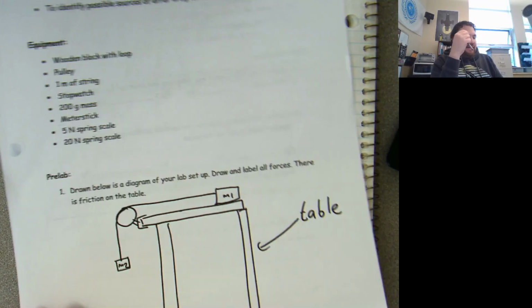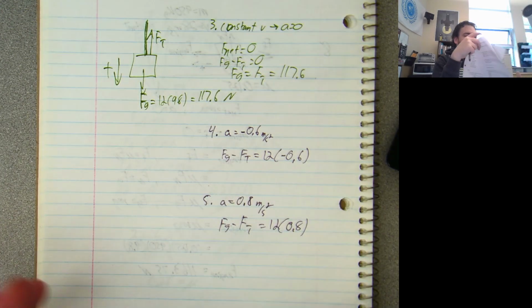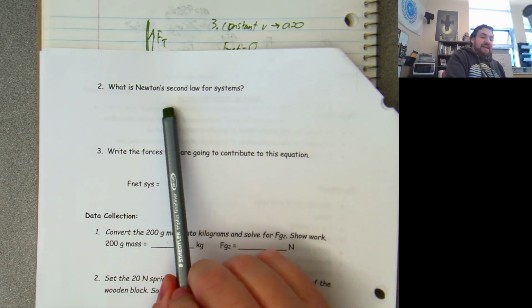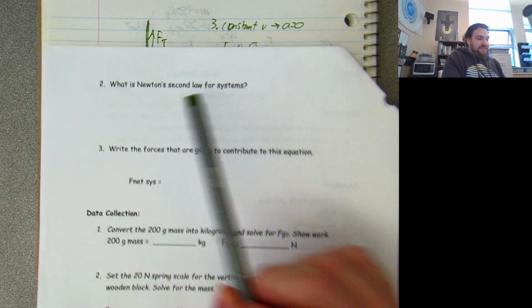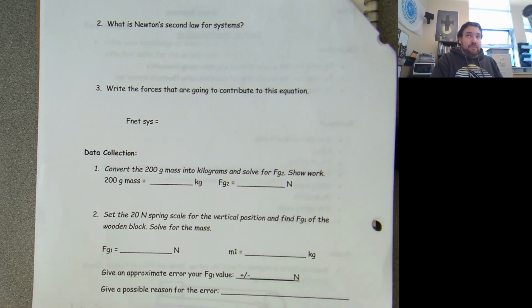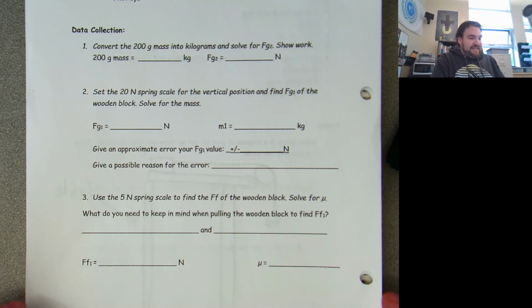You're going to draw a free body diagram for me, and then you're going to start doing stuff. There are 3 pre-lab questions. The first one's the free body diagram. The second is what is Newton's second law for systems? And then third, write the forces that are going to contribute to this equation. And then you're going to start taking data.